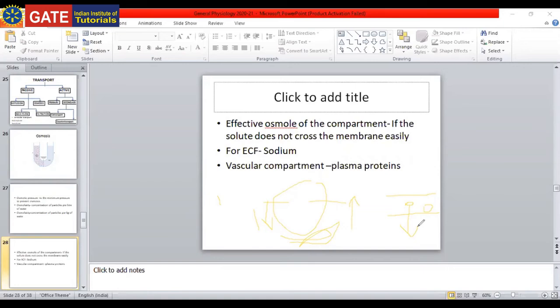You understood now why plasma proteins for the vascular compartment? This is the reason. It will not allow this. Got it? Did everybody follow? Yes or no? Yes, ma'am. Okay.